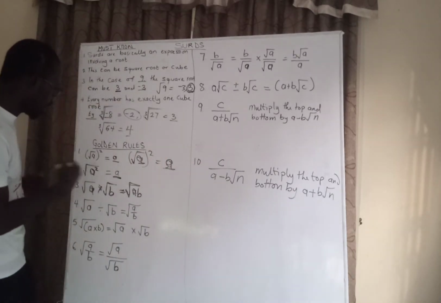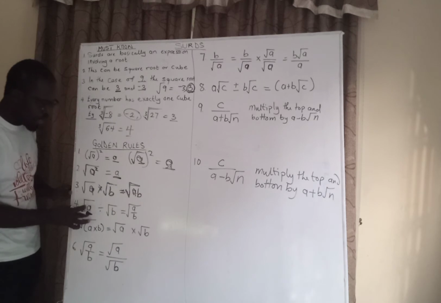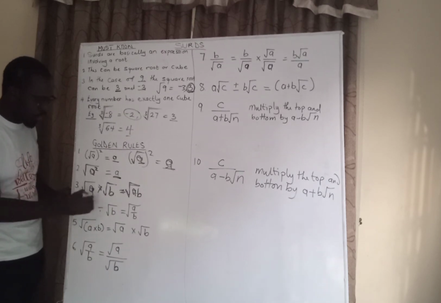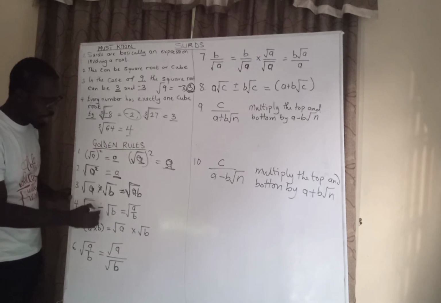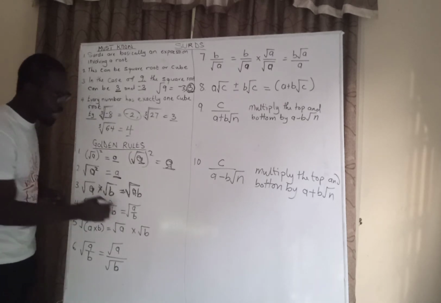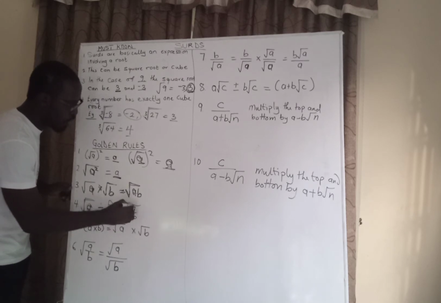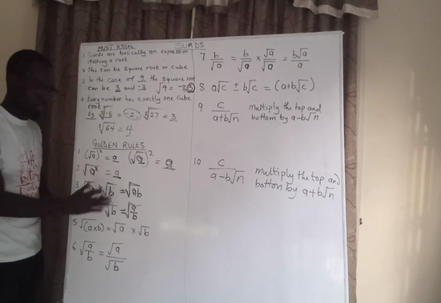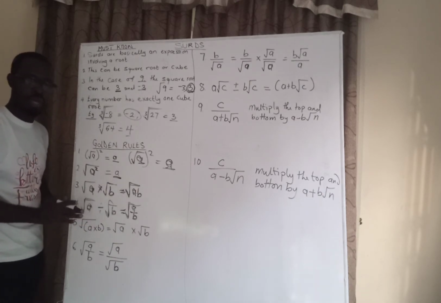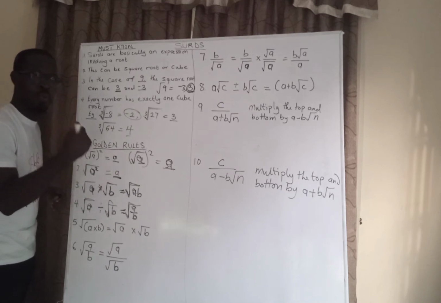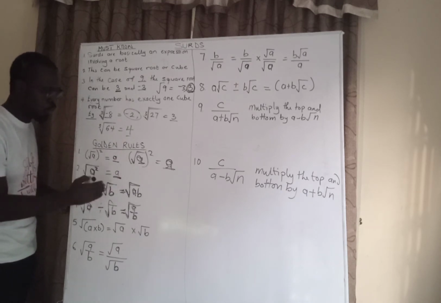All right, so let's continue. When you are given this situation, the square root of a divided by the square root of b, simply write it as the square root of a over b. All right, express it like this. Okay, we will solve more examples so you get to know when and how to apply.